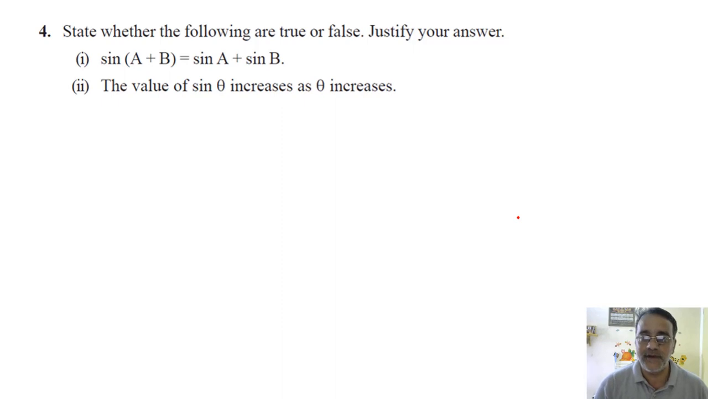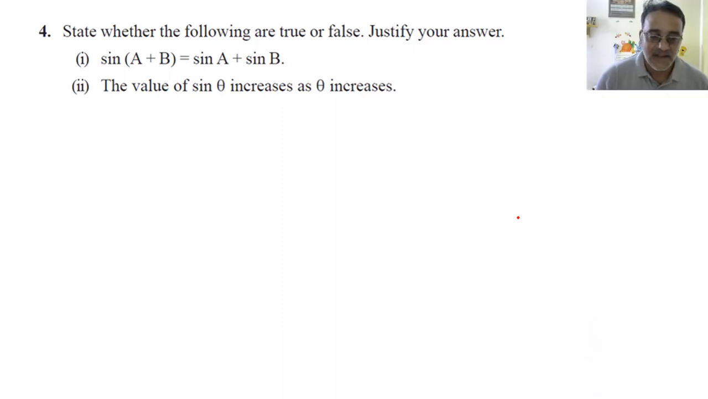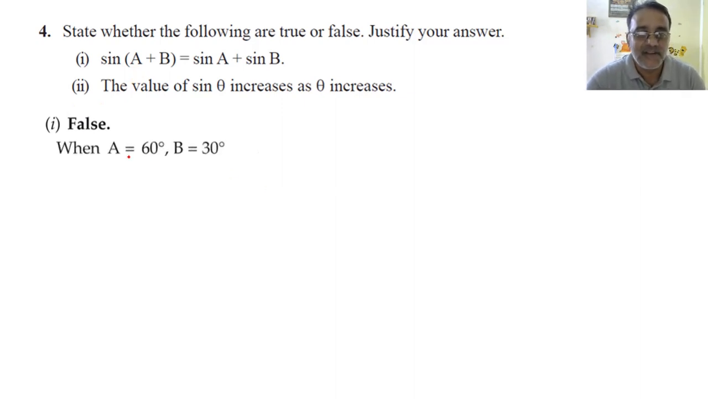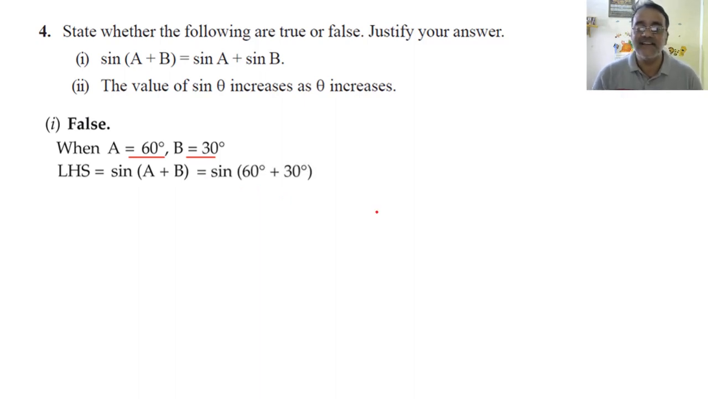State whether the following are true or false. Justify your answer. Sine of A plus B is equal to sine A plus sine B. False. Yes, false. So now we have to justify. So we'll take two values, let's take 60 and 30 degree. Okay? So LHS is sine of A plus B, meaning 60 plus 30. So it will be sine 90. What is the value of sine 90?